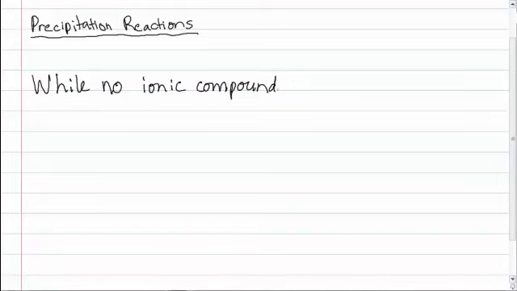This is part 2 of 3 for section 1 of chapter 13. Now that we know more about dissociation, we can review precipitation reactions from last semester. Remember from last semester that while no ionic compound is completely insoluble, those of very low solubility can be considered insoluble.